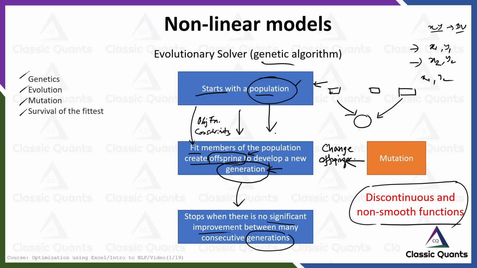If you use a genetic algorithm or evolutionary solver, it takes a little more time compared to those two solvers, and therefore it is not recommended to use it for linear models or for smooth or continuous functions. So please use this evolutionary solver for discontinuous and non-smooth functions. What is discontinuous and what is non-smooth, I have already told you in the previous slides.